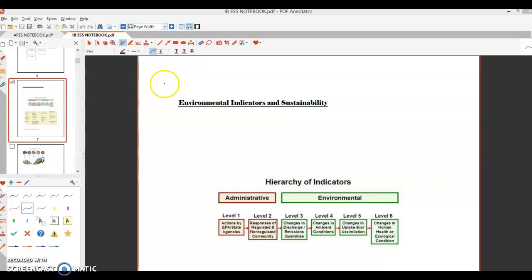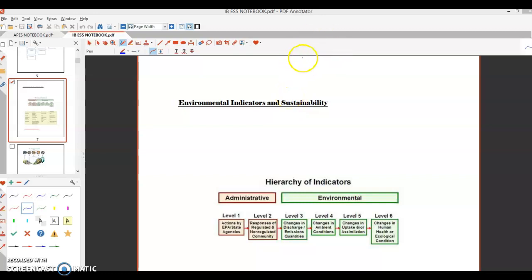Hi guys, we're going to be talking about environmental indicators and sustainability today. After this page, we're going to move on and talk briefly about our ecological footprint as well. So this is an introduction into basically how all of this is going to tie into the course this year. So the first thing we want to discuss is what are environmental indicators and what is sustainability.